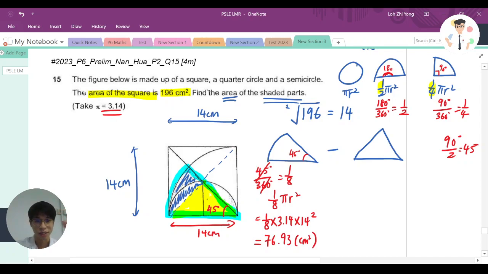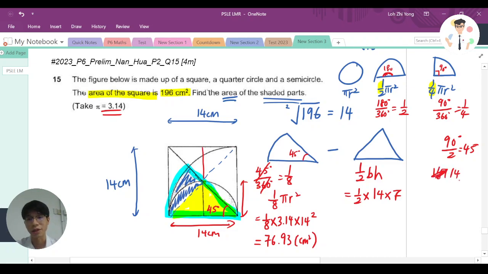Okay, now I want to find the triangle here. This is the yellow color part. So again, you know the formula, half times base times height. So half times base. Base is 14 cm. But what is my height here? My height would be 7, just half of it, as you can see. So you can just say it's 14 divided by 2, 7. So that would be equal to 7 times 7, 49 cm squared.